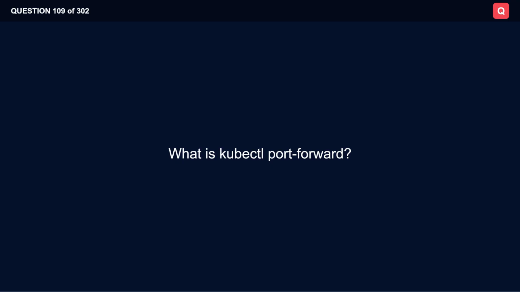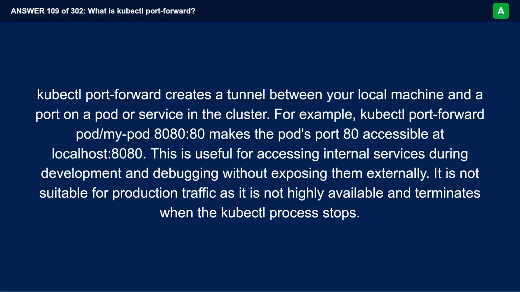What is kubectl port-forward? Kubectl port-forward creates a tunnel between your local machine and a port on a pod or service in the cluster. For example, kubectl port-forward pod/mypod 8080:80 makes the pod's port 80 accessible at localhost:8080. This is useful for accessing internal services during development and debugging without exposing them externally. It is not suitable for production traffic as it is not highly available and terminates when the kubectl process stops.